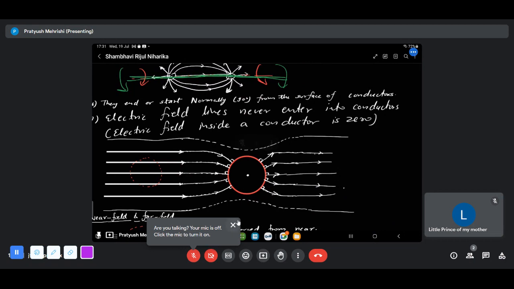But just before this property, we have studied that electric field lines end or start perpendicularly on the surface of a conductor. So, if a spherical conductor is kept, then the electric field lines will be distorted like this, as we are seeing in this figure.